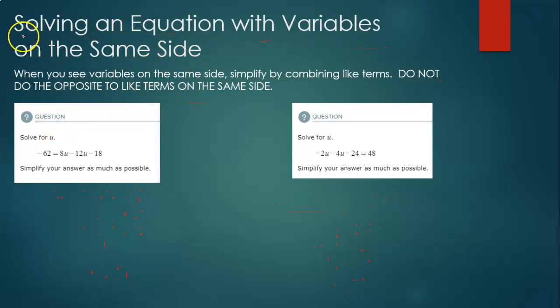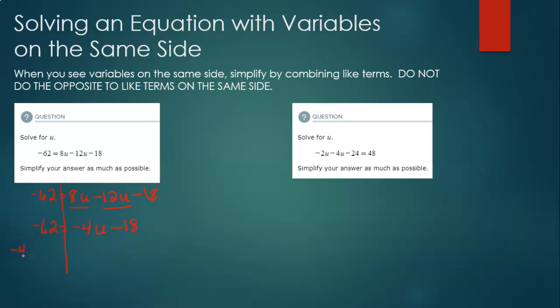We're going to continue on solving an equation with variables on the same side. Sometimes there might be other things on the same side with those like terms. So we want to combine like terms that are on the same side. I've got an 8u take away 12u. Those are on the same side, so I don't do the opposite. I do 8 take away 12, which is negative 4u, and bring down the minus 18.